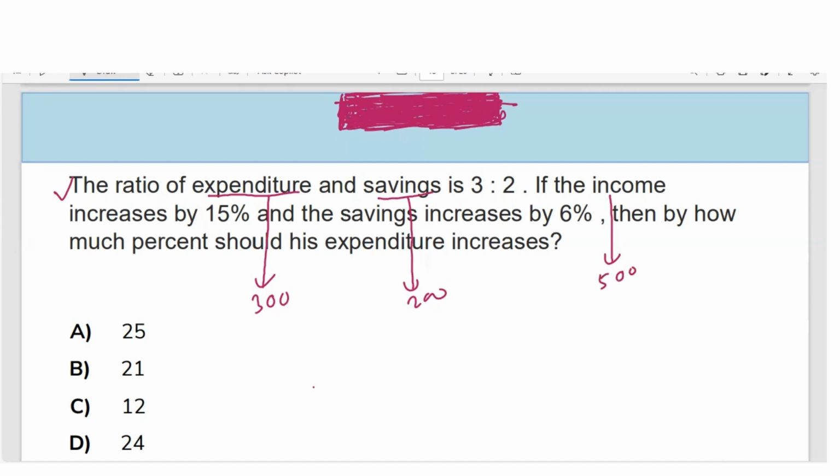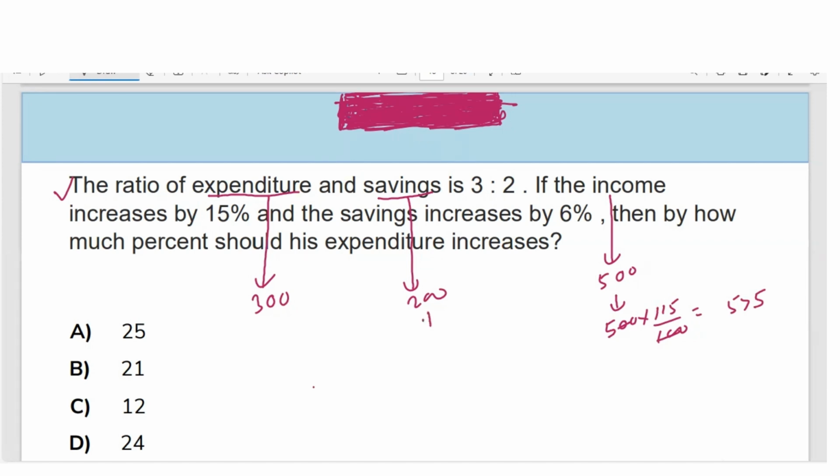Now my question: if the income increased by 15%, so in the percentage technique, if 500 increases by 15%, that means 115 by 100. So this cancels out, and we are getting 5 5s are 25, 5 1s are 5, 2, 7 and 5. This is 575. What is that? The new income.